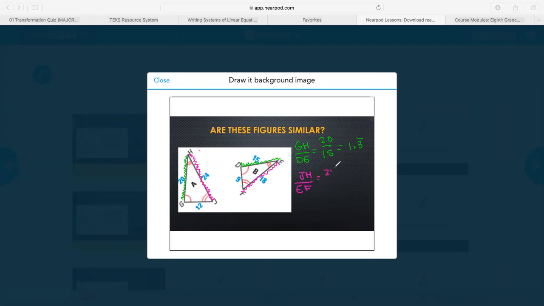Okay, and that's 24 over 18. What does that equal? 1.3 repeating. So then we only have one more left to see if those are corresponding or not. Perfect.